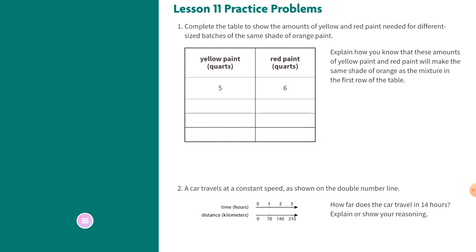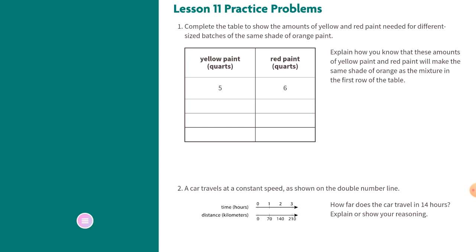Practice problem number 1 says, complete the table to show the amounts of yellow and red paint needed for different sized batches of the same shade of orange paint. Explain how you know these amounts of yellow paint and red paint will make the same shade of orange as the mixture in the first row. There's nothing. What does that mean? Fill it in. Yeah, you have to fill it in, but you have to make sure they're all equivalent to what? 5 to 6.